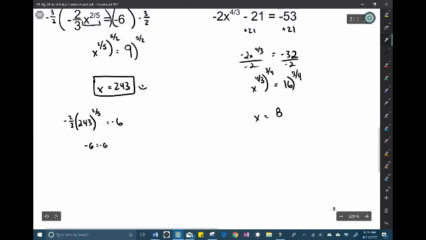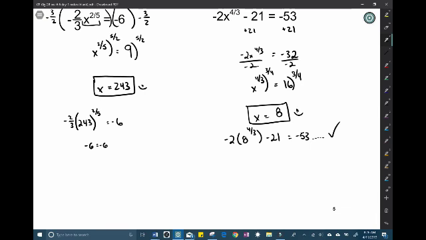Always a good idea to check. So negative 2 times the quantity 8 to the 4/3 minus 21 is equal to negative 53, and it does check out. Okay. So solving, these are pretty simple actually compared to some of the other things I like to think. So good luck, try some out for your homework.